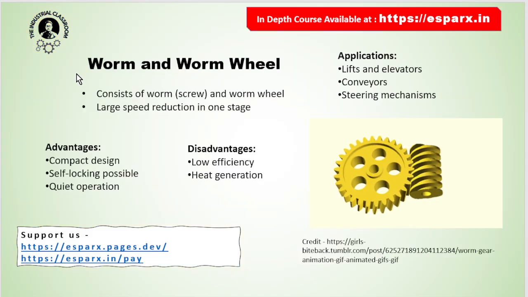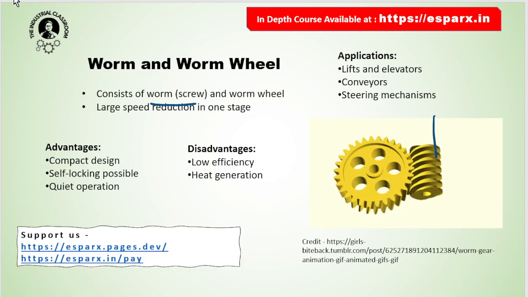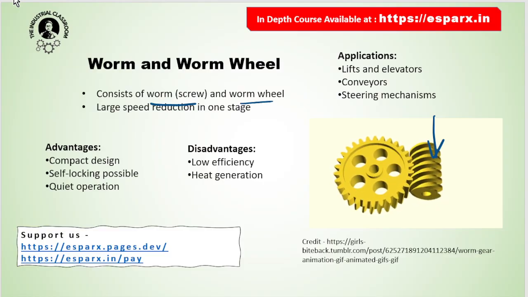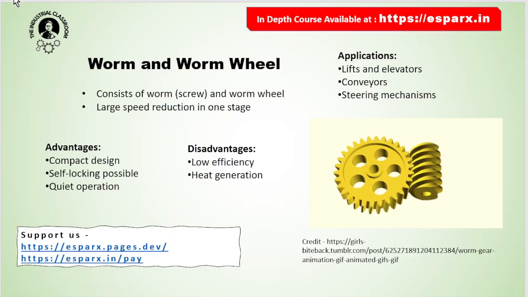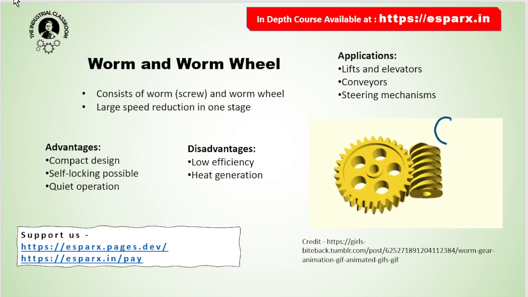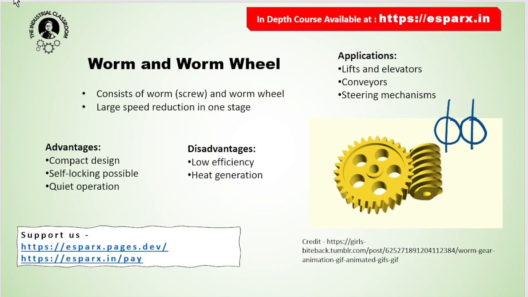So now let us move on to the worm and worm wheel gear. It consists of a worm or a screw. So this is the worm, right, and a worm wheel. Remember why this one is used. First, it does large speed reduction in one stage. We will learn what one stage is, but remember here that in one stage we are transmitting with only one gear and one pinion. This is the actual meaning of one stage.